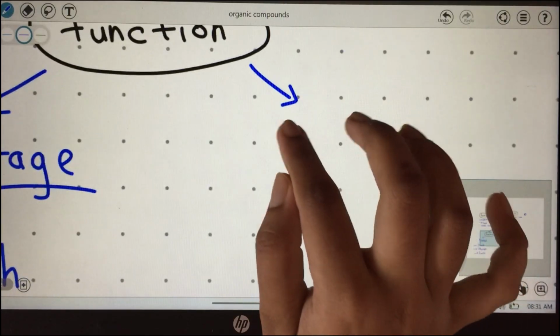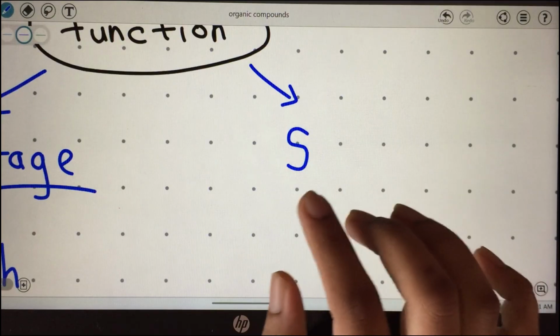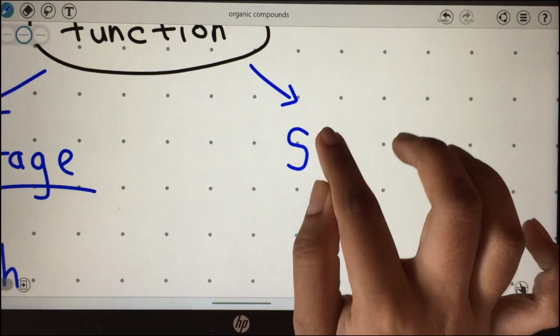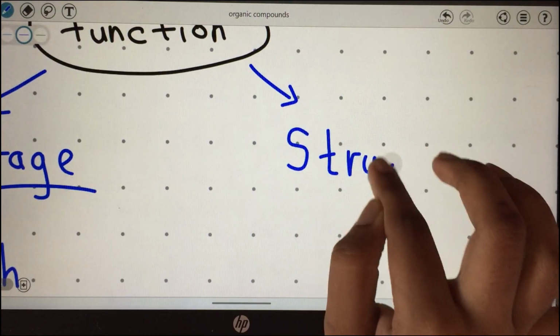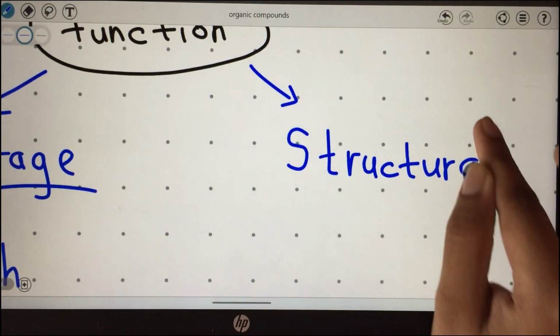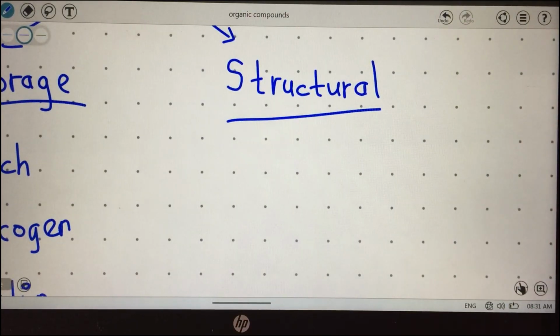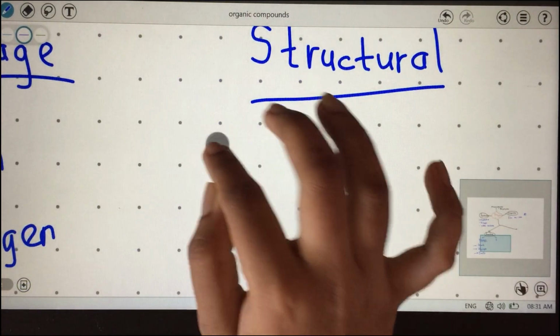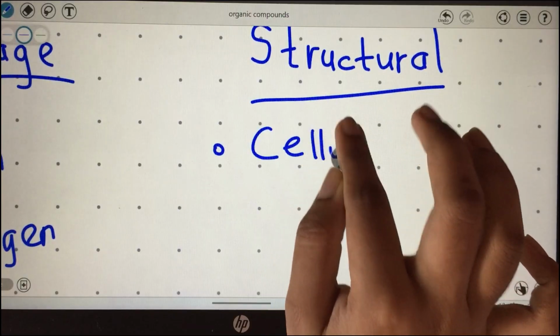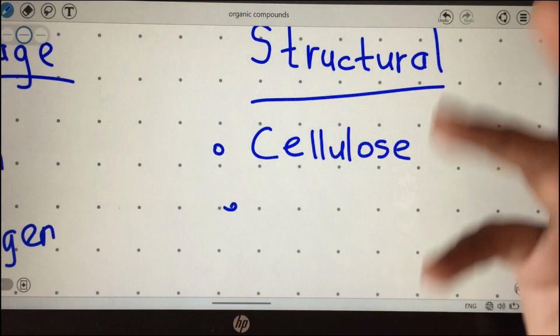And then we have another function. What is it? Structural function, which means they form the structure of something. So structural function, we can say structural polysaccharide. What are they called? Structural polysaccharide. Now structural polysaccharide, of course, you know, cellulose is going to form the cell wall, right? So that's a very common function. These are not going to be involved in storing functions.